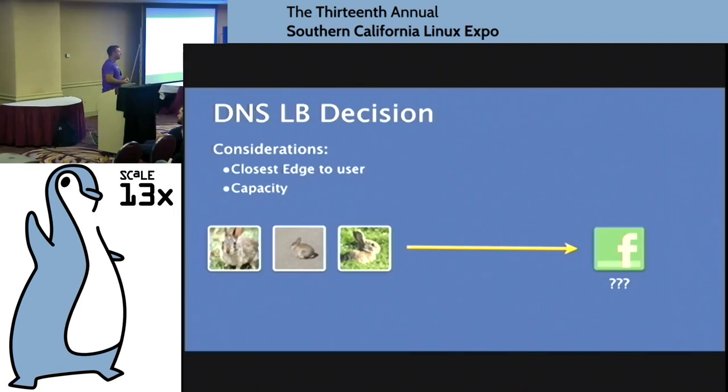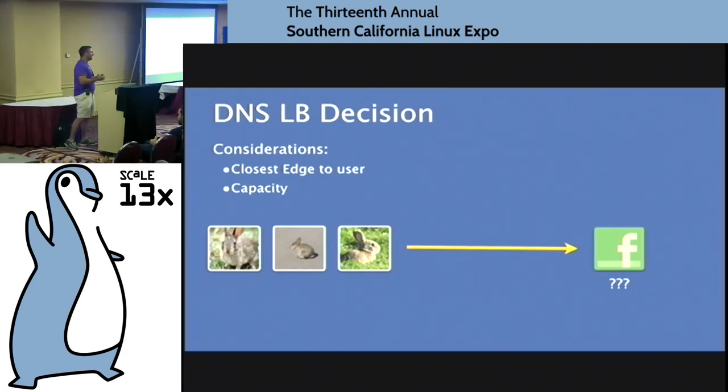One of the most important ones is how close is the edge location to that user. Closeness doesn't always mean physical distance. You'd be surprised how your packets get routed around the internet. Do a traceroute or an MTR sometime and just watch it. It's pretty fun. So we have to figure out what does it really mean to be close to one of our POPs or one of our edge locations, and also capacity.